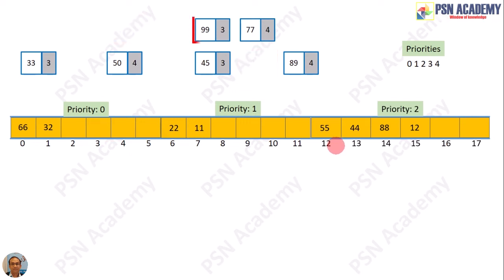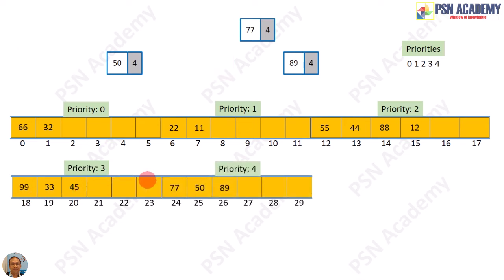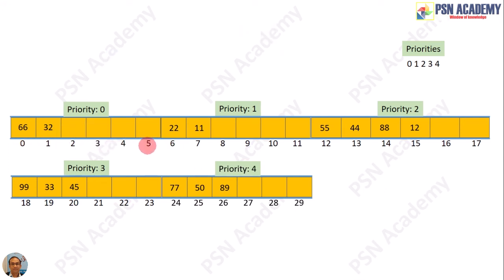Next we go for priority 3. So we have 3 data, so we extend our array like this from 18 to 23, and from 18 to 20 these 3 data will be stored. And for priority 4 it will be looking like this. So you see that each block of 6 cells is acting as a separate array and each block is meant for some specific priority. Now in this way, it will be very difficult for handling data with priorities.